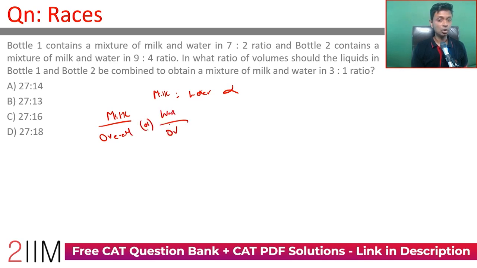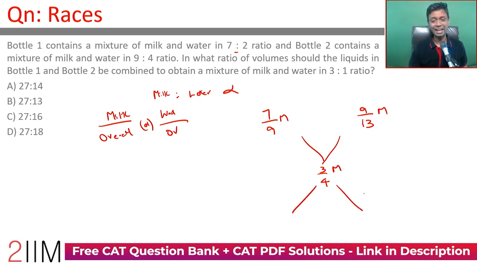Track milk by overall or water by overall. One of these two. So I want to say this is 7/9 milk. This is mixed with 9/13 milk in some ratio to give us 3/4 milk. 7/9 milk is mixed with 9/13 milk to give us 3/4 milk. And in what ratio should this be mixed? It is the alligation approach. So this will be 7 by 9 minus 3 by 4. This will be 3 by 4 minus 9 by 13.